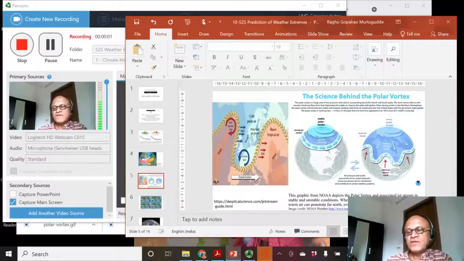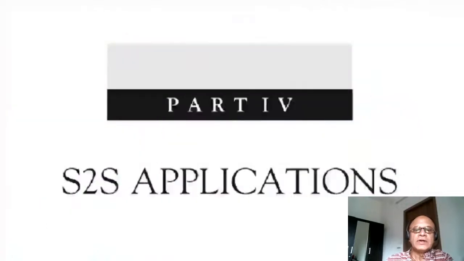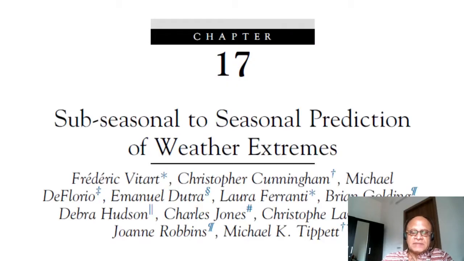So the last section of this course is on S2S applications. So these are specific examples of where subseasonal to seasonal forecasts are made and how those specific sectors are able to use those predictions. So let's start with subseasonal to seasonal prediction of weather extremes.